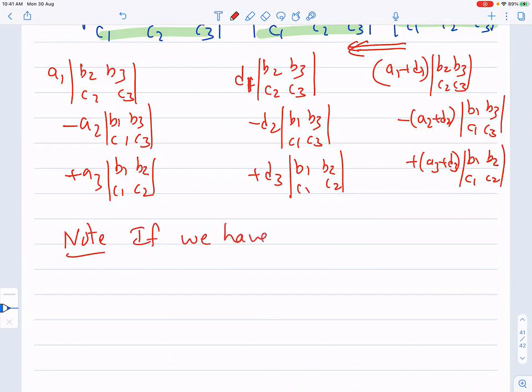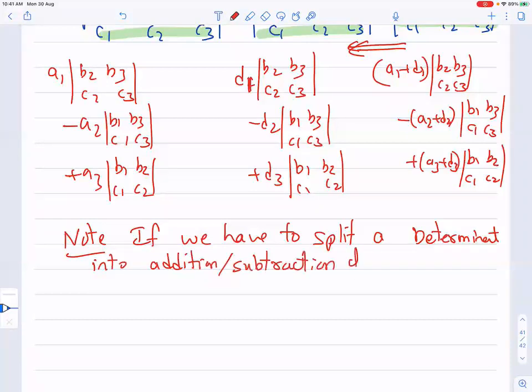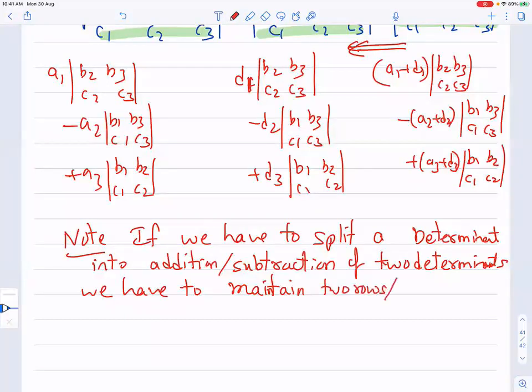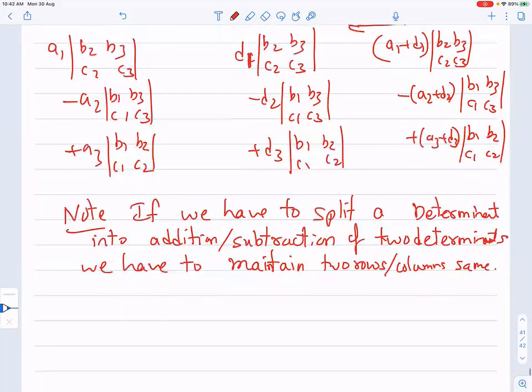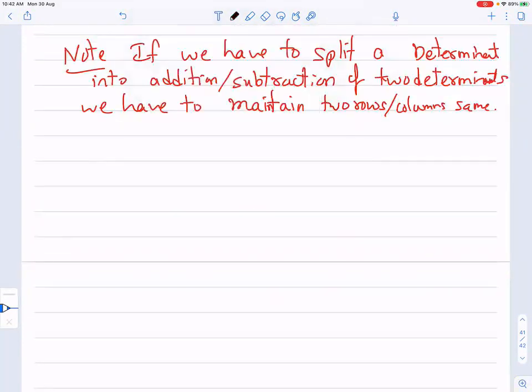If we have to split a determinant into addition or subtraction of two determinants, we have to maintain two rows or columns the same. Is it clear? Let me show you through an example. You'll get it much more clearly. Okay.